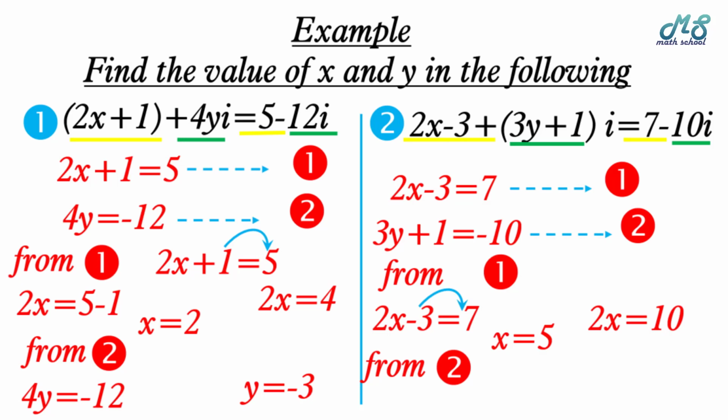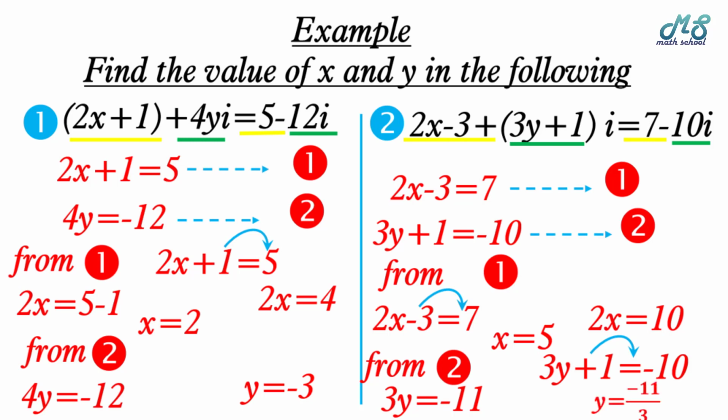By the same way, from equation 2, 3y plus 1 equals negative 10. Move 1 to the other side to be subtracted. Now, negative 10 minus 1 equals what? Yes, equals negative 11. Divide both sides by 3. Now y equals negative 11 over 3.